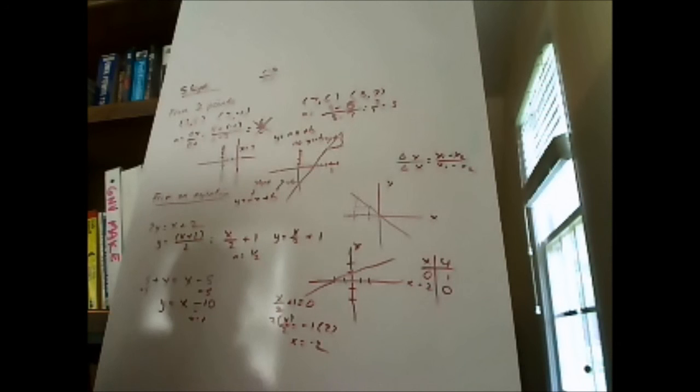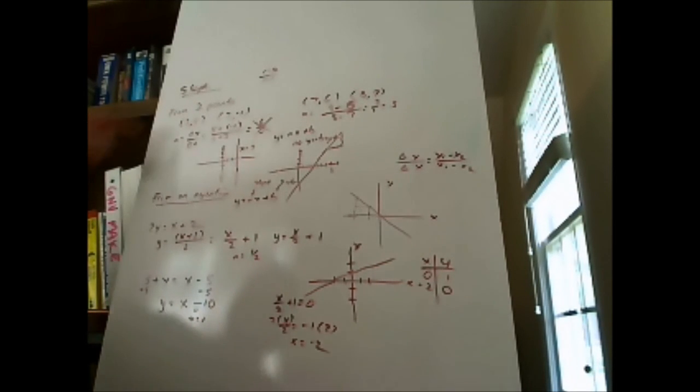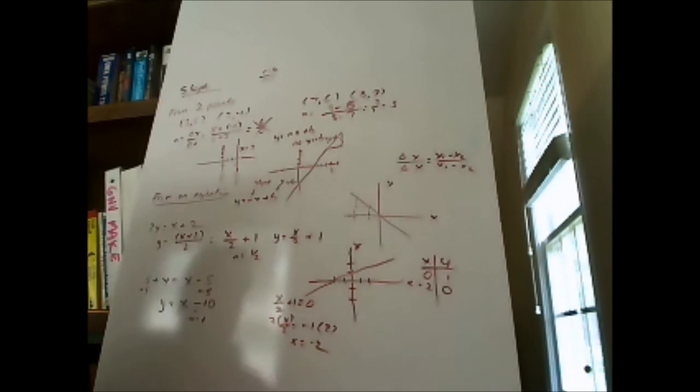Okay, so that's basically what we're trying to show here: finding slope from 2 points and also from an equation, also how to graph it, and how you can check to see if it makes sense. So that's it.